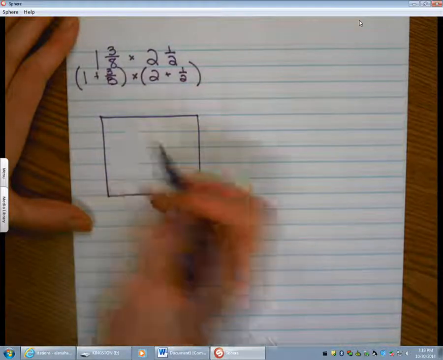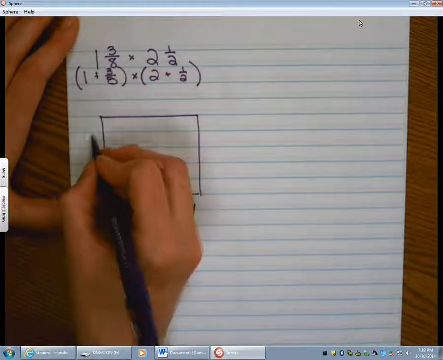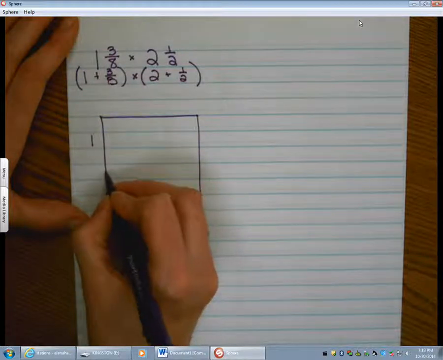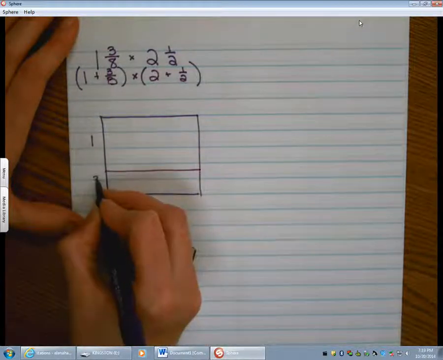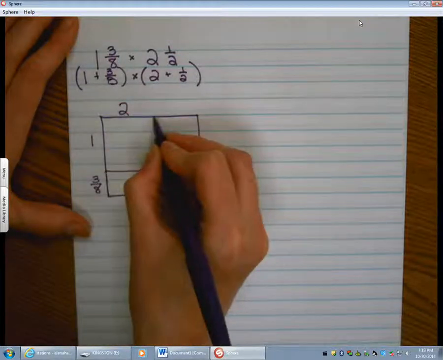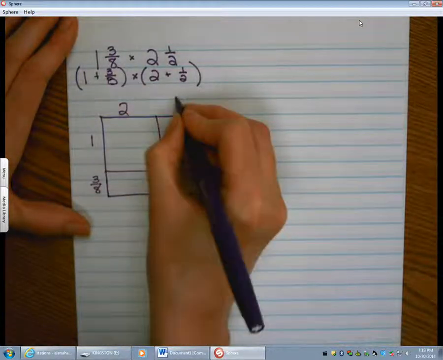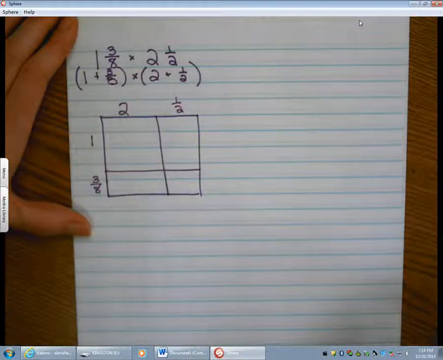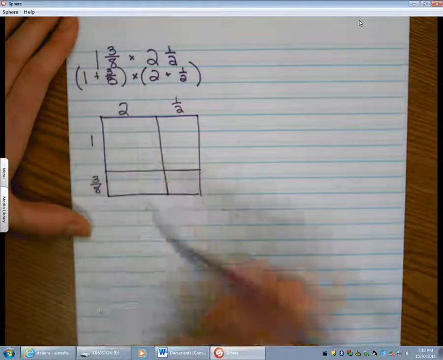Now I can start my area model, so I have my 1 whole, and I have my 3/8, and I have 2 whole, and I have 1/2. And again, I'm going to multiply like an array.